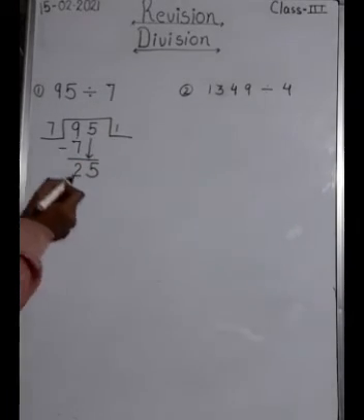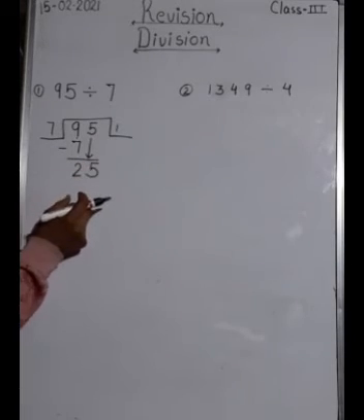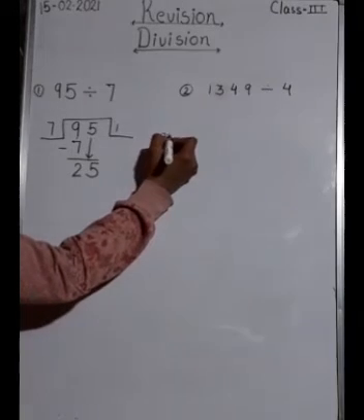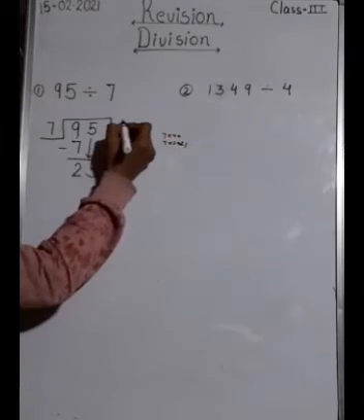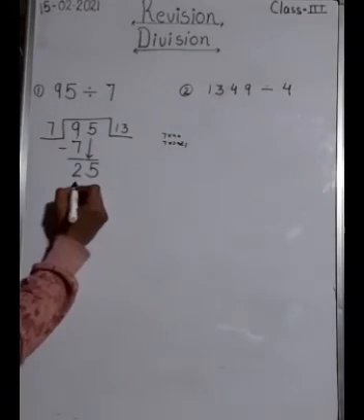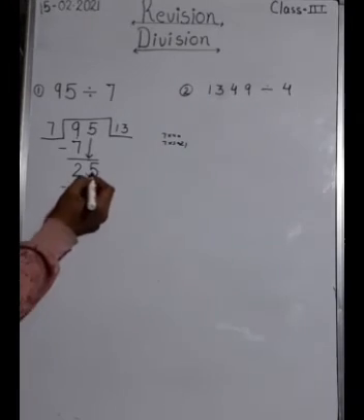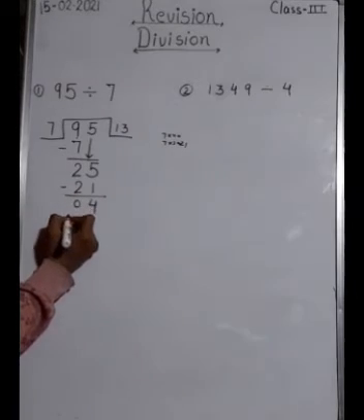Okay. Now in 7 table, 25 goes? No. So we will find a number which is smaller than 25. So 7 ones are 7. 7 twos are 14. 7 threes are 21. 7 fours are 28. Now 7 fours are 28 which is greater, and 7 threes are 21 which is smaller than 25. So you will do 7 threes are 21. Okay, and now you have to subtract it. So 5 minus 1 will be 4 and 2 minus 2 will be 0.